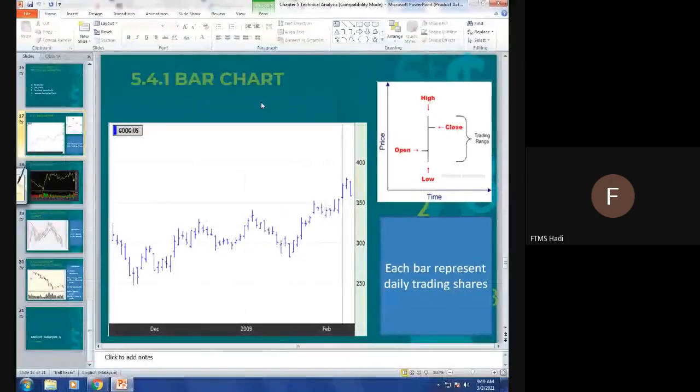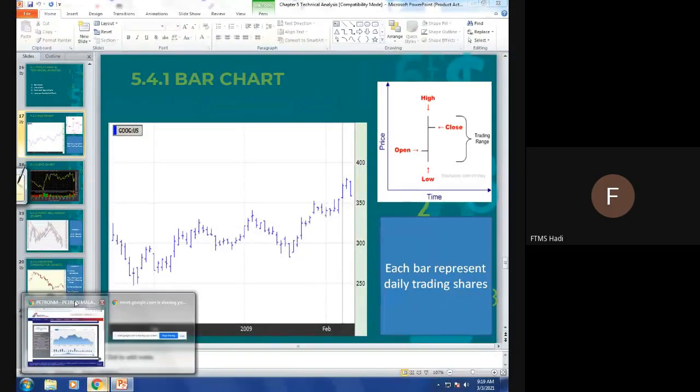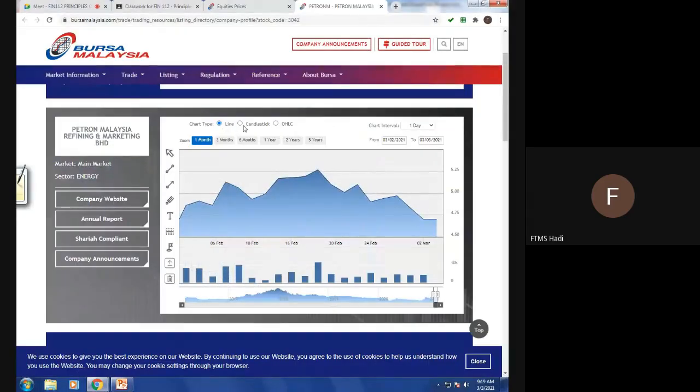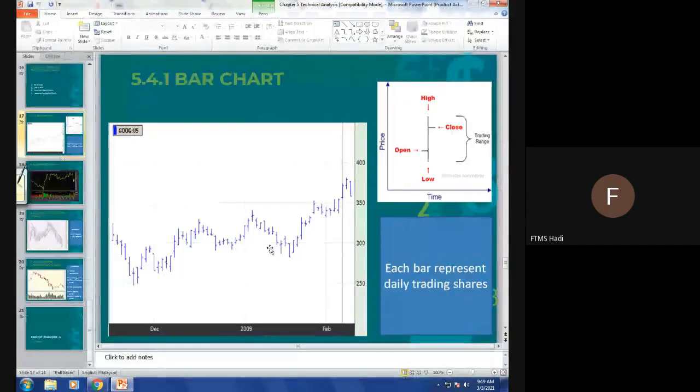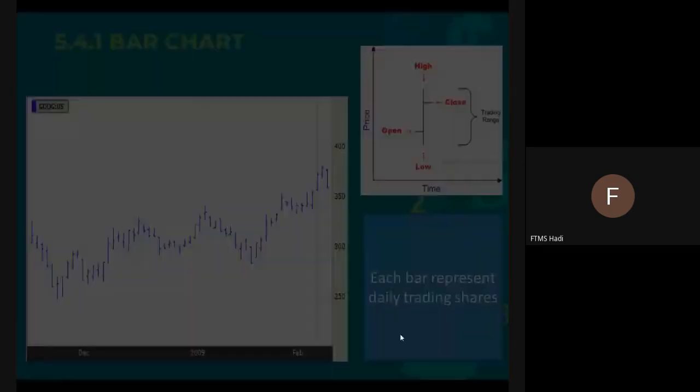Let's have a look at this one to see whether they have a bar chart. Oh, they don't have bar chart, line, candlestick, and Wallace still. I think there is an old one, eh?